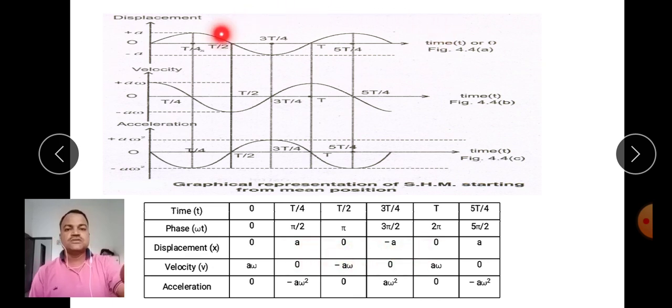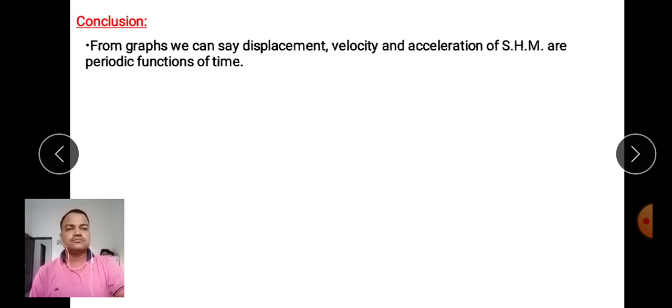From these three graphs, we conclude that displacement, velocity and acceleration of SHM are periodic functions of time. Periodic function of time means this graph will repeat after its periodic time. After completion of the periodic time T, the graph will be again similar.